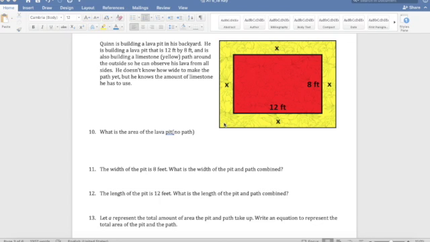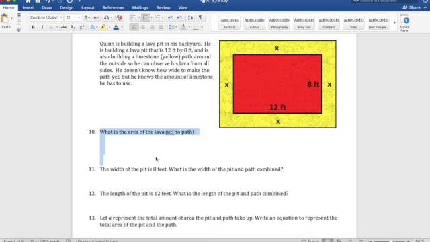So you got Quinn, who's building a lava pit in his backyard. It's just the colors, so you can clearly see what's what. So we've got a red lava pit in the backyard, and he's going to build a limestone path around the pit. All right, that way you can walk around it and admire the lava pit. So the lava pit will be 12 by 8. And he's going to build a limestone path around it, and notice the width of that path is x again. So it's got the same exact types of questions as above.